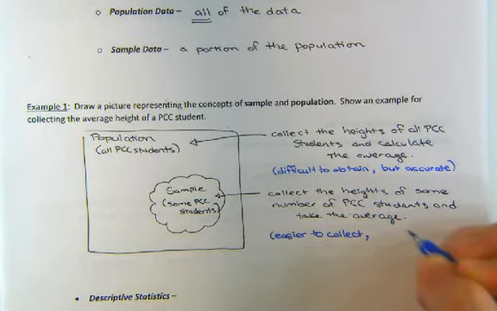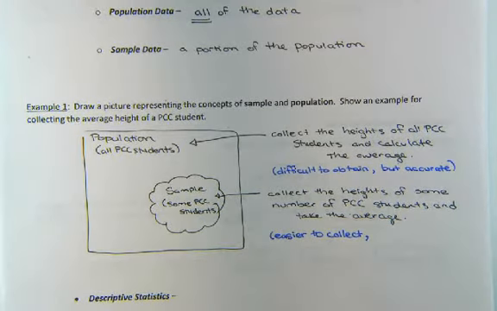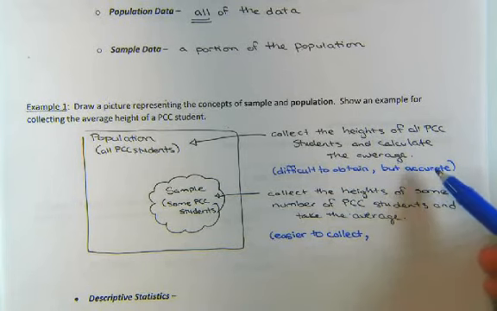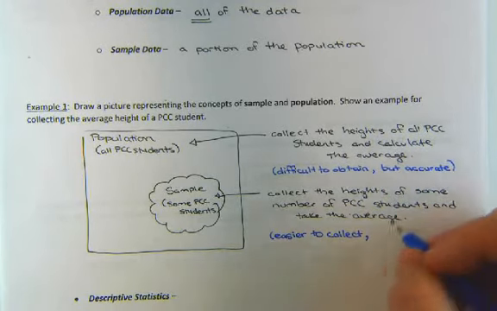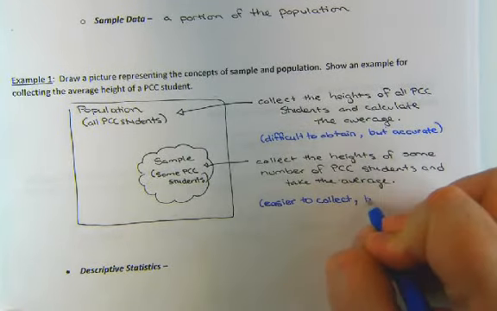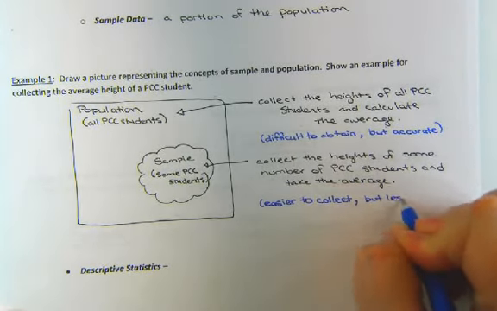However, whenever we use sample data, there's a little error in there. Like, very rarely would it be the same exact number as the population. But the thing is, it should be close by. So it's easier to collect, but less accurate.